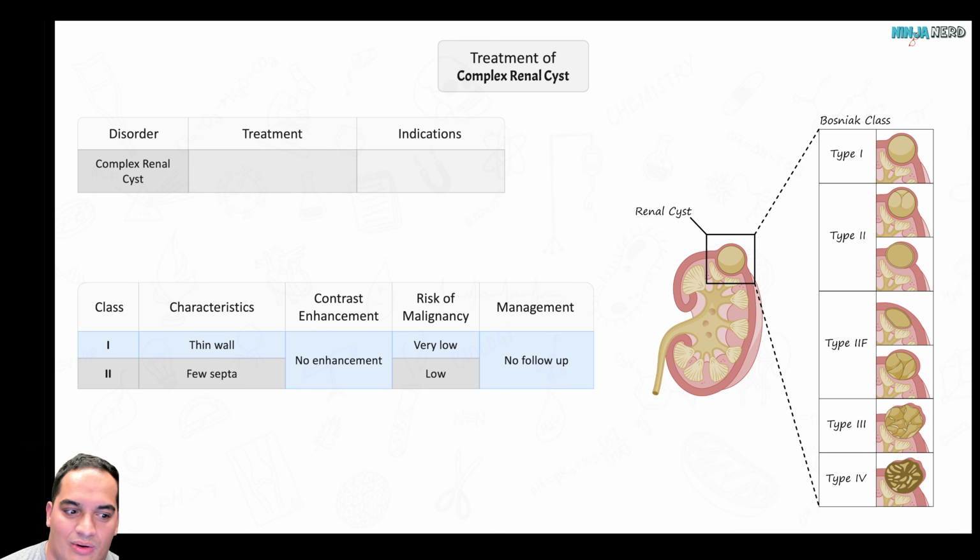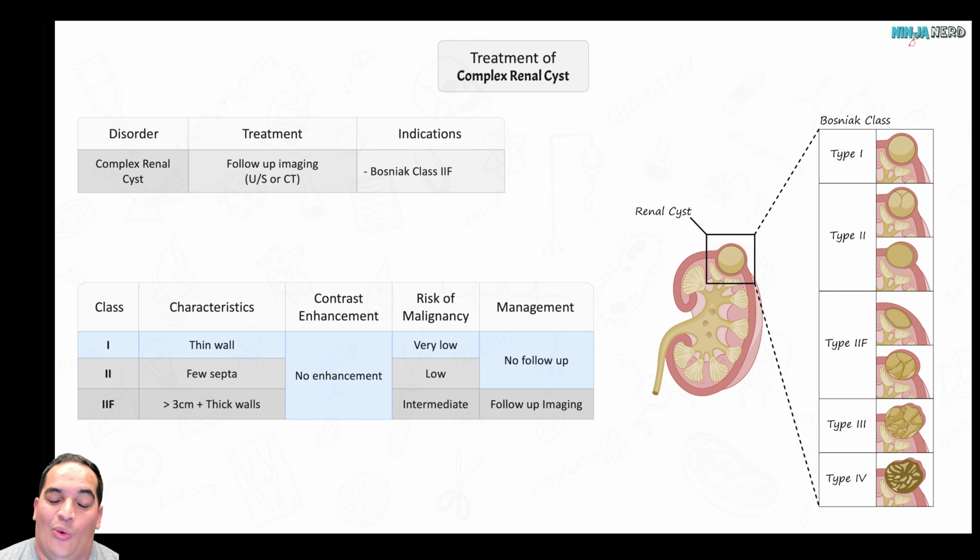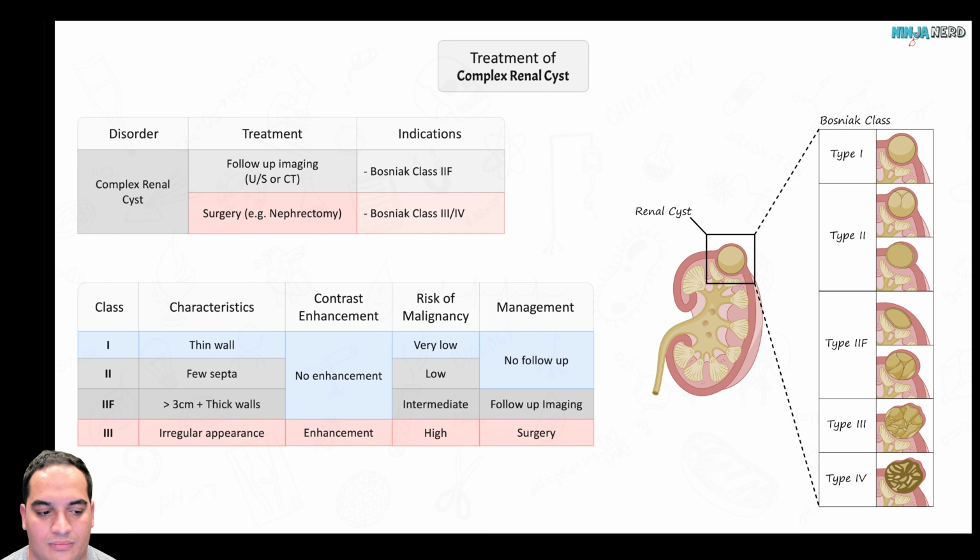With the 2, right, as we start getting a couple septa in there, it is a little bit more concerning, but again, the chances of it having malignancy are still pretty low. So do I need to do anything? No. Where it starts to get a little bit more complicated is when that starts to branch into the 2F. As this thing gets bigger, thicker walled, it's got septa. It still doesn't enhance, but I'm still concerned, oh, there is a chance of malignancy. If there is a chance of malignancy, I should probably go ahead and get a follow-up imaging in maybe 6 months to a year.